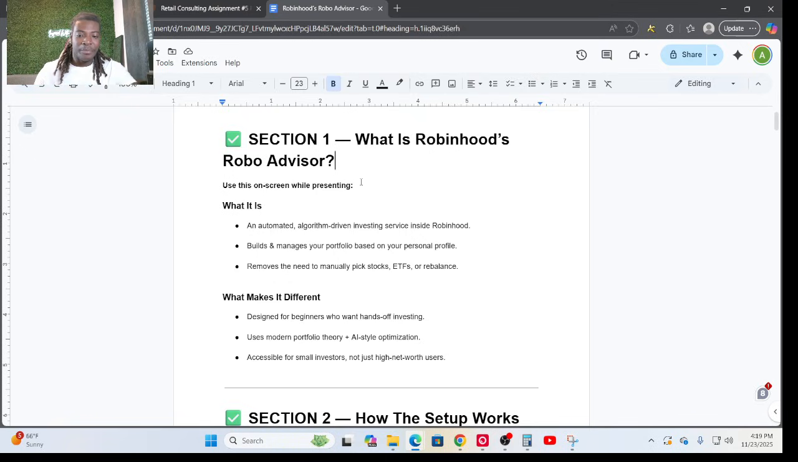Pretty cool, pretty amazing. Another thing it does is help to build and manage a portfolio based on your personal profile. So what I'm going to do is walk you guys through.